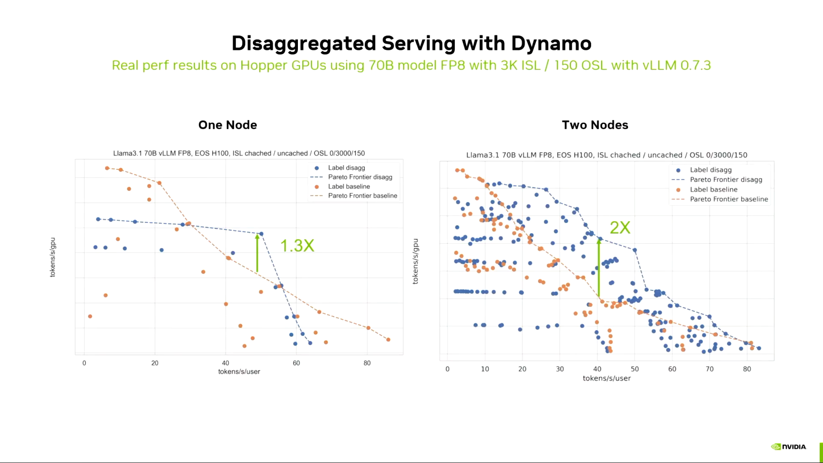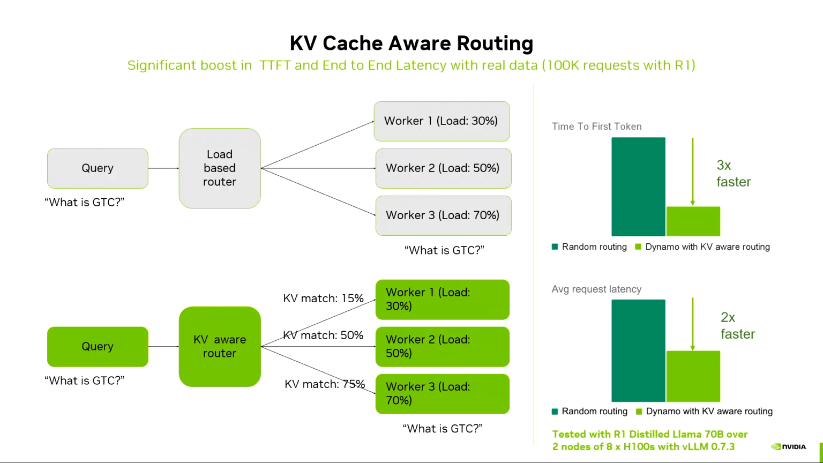OK, so next up is about scheduling. And in this case, we are going to talk about routing. And here at the top, I'm giving a simple example where we're doing a more traditional load-balancing or load-based router. Say, for example, you have a query that says, what is GTC? And say that worker 3 actually has a relevant KV cache that corresponds to what is GTC. It's a bit of a waste because in this setup, worker 1 has the lightest load, so the query will get routed to worker 1. But in fact, you can leverage the KV cache that's in worker 3 to expedite the processing.